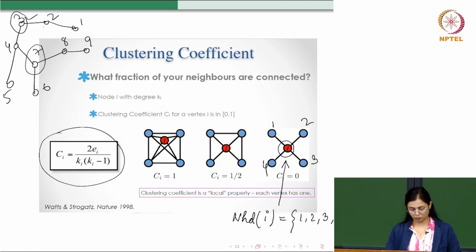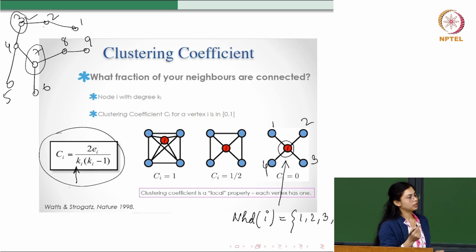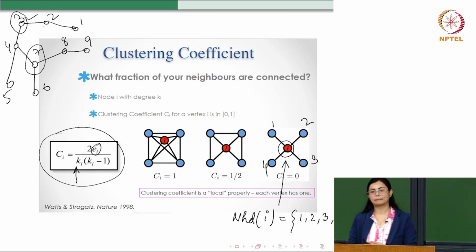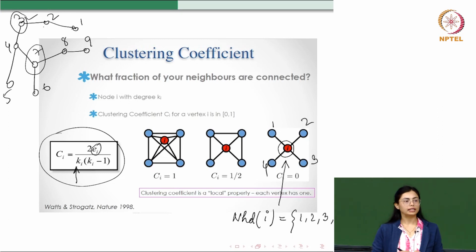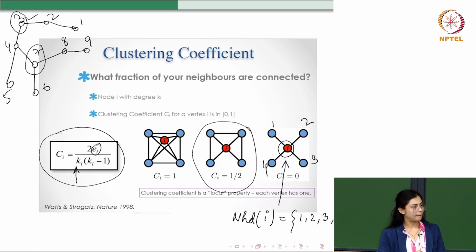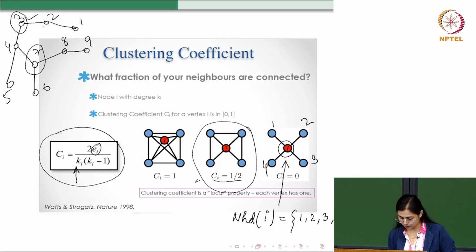So how do we define it mathematically? We define it this way. The denominator is the degree of that node times the degree of that node minus 1. And what is E_I? E_I is the induced subgraph among the neighborhood of I. So for example, say this. The clustering coefficient is half.